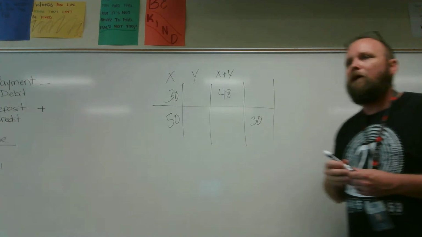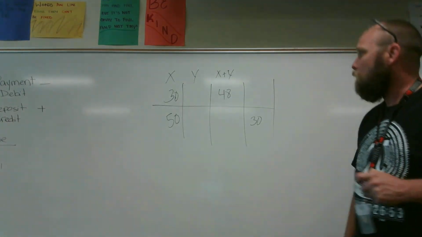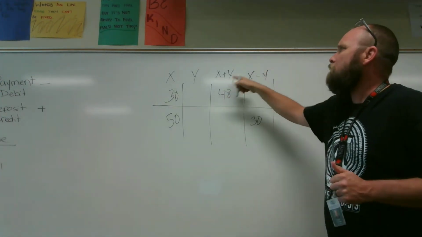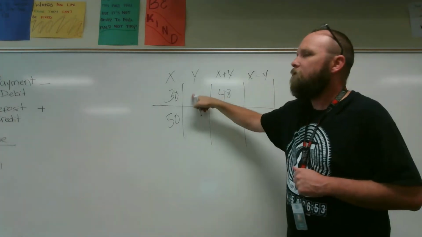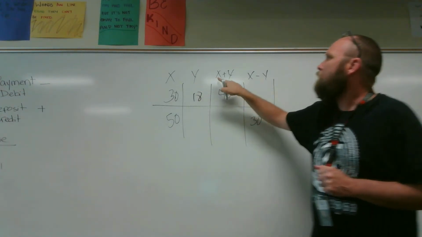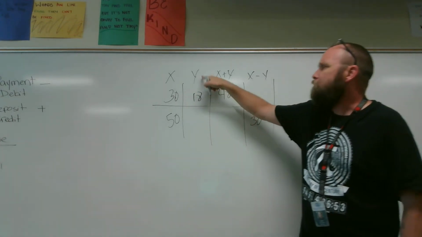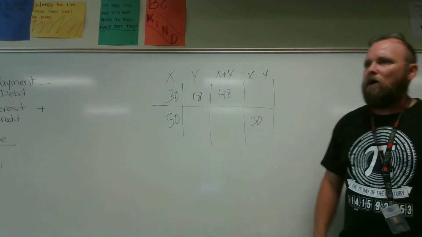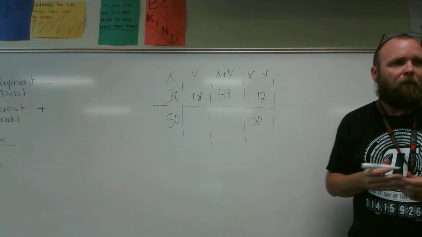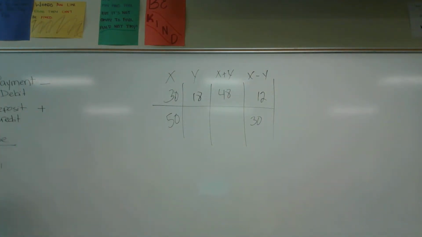Now you were filling in the blanks that other people are supposed to fill in. So, Tucker, I got to put x minus y here. If x plus y equals 48, what does y equal? 18. How do I know that? Because 30 plus 18 equals 48. If x is 30, y is 18, what is x minus y? 12. If I use a little bit of thinking and logic.